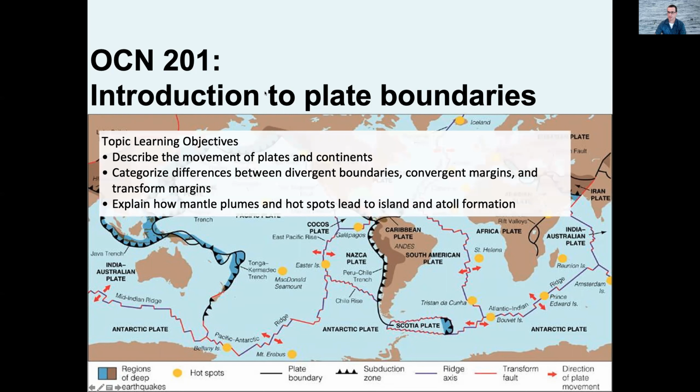Okay, so our learning objectives for this module are to describe the movement of plates and continents, to characterize the differences between different divergent boundaries, convergent margins, and transform margins, and also then to explain how mantle plumes and hotspots lead to island and atoll formation.